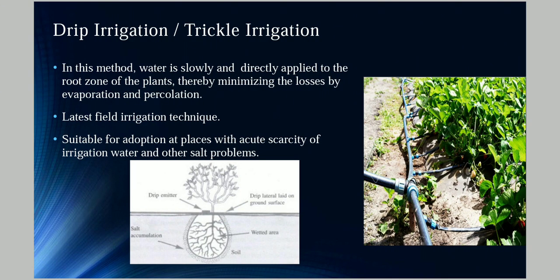Next, we go for drip irrigation. This is the latest technique developed recently, and it is also called trickle irrigation, as water is applied in drops directly to the root zones at a slow rate. This minimizes evaporation and percolation losses and is suitable for places with acute water scarcity and salt water problems.